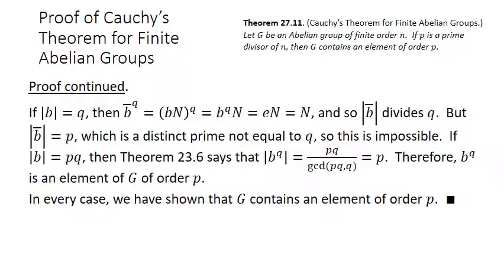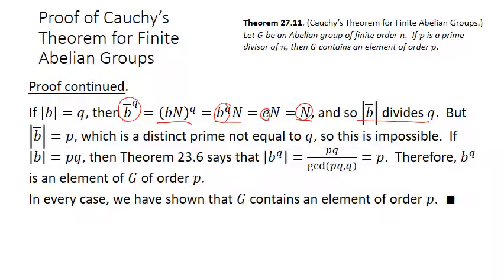Okay, so let's consider those cases. If the order of b is q, then that would mean that b bar to the q, which can be written like this, b times N to the q, which would also be b to the q N. If the order of b is q, then b to the q would be able to be reduced to e like that. Any element to its own order is e. And so that would, of course, give us N for that coset there. And so what that would mean is that you've raised b bar to the q and you've gotten the identity. So that would imply right there that the order of b bar must divide q. Okay, but we already said that the order of b bar is p, which is a distinct prime not equal to q. So that is actually impossible. So that case never happens.